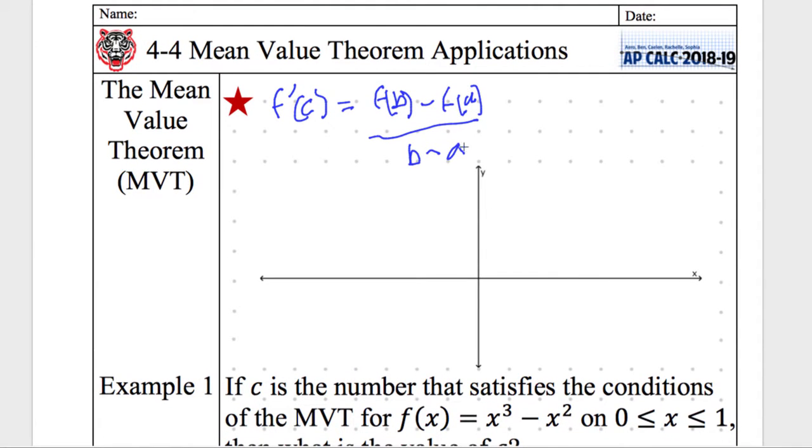Alright, what does this thing mean? What does it interpret as? It means that the slope, the tangent slope, is equal to the average rate of change slope. This is the slope of the secant, this is the slope of the tangent. So if you're just talking about slopes, this translates as the tangent slope is equal to the secant slope. And I want to show you what that means graphically too.